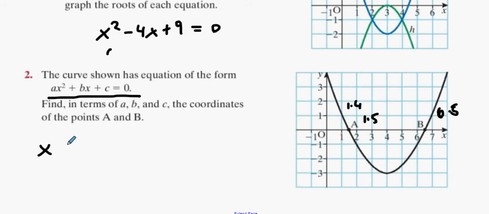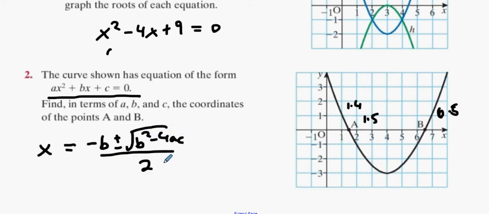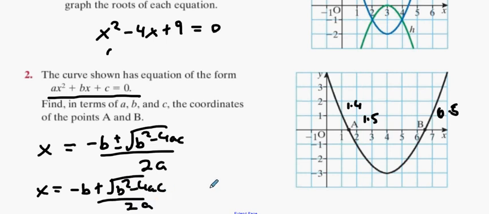X equals minus b plus or minus the square root of b squared minus 4ac, all over 2a. And then you write down the two roots separately. One of them is minus b plus the square root of b squared minus 4ac over 2a, and the other one is minus b minus the square root of b squared minus 4ac over 2a. Does that fit the description of the question?